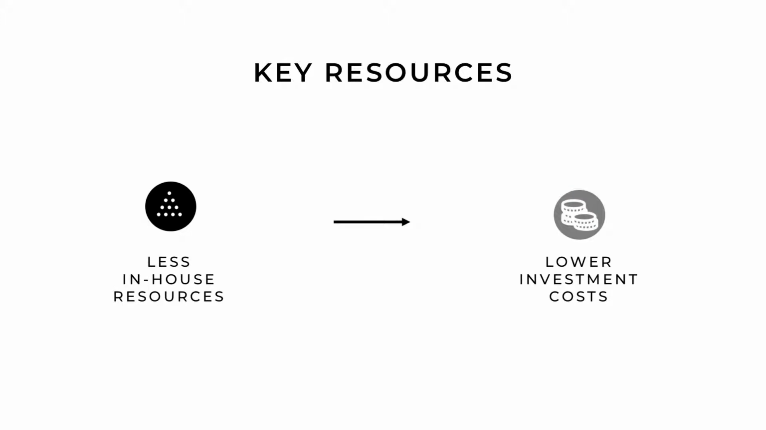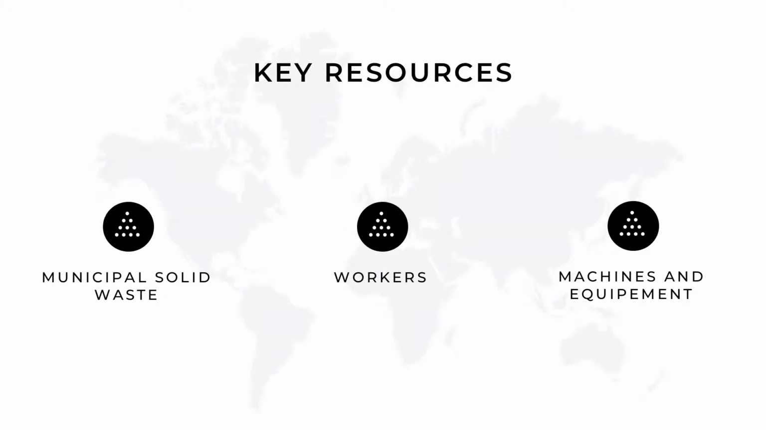The less in-house resources are needed, the lower the investment costs will be. In Module 4, we will have a detailed look at the needed physical resources like treatment land, machinery and equipment, as well as the workforce for operating your plant. MCP needs the raw material, so the municipal solid waste, skilled and unskilled workers, as well as machines and equipment. Since it is essential for MCP to keep their production costs low, they also need a motivated and efficient workforce.